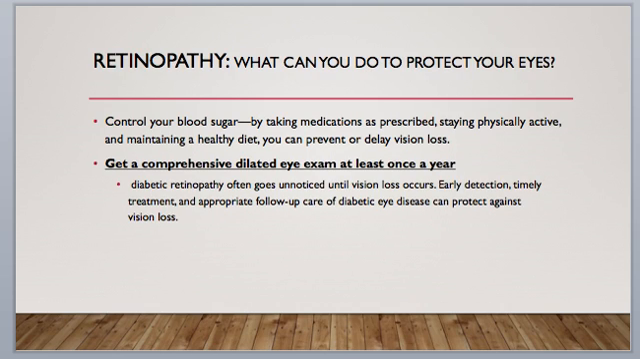You can control your blood sugars by taking your medications as prescribed, staying physically active, and maintaining a healthy diet. You can prevent or delay vision loss. Get a comprehensive dilated eye exam through your local eye doctor as recommended by your primary care provider. Diabetic retinopathy often goes unnoticed until vision loss occurs. Early detection, timely treatment, and appropriate follow-up of diabetic eye disease can protect you against vision loss.